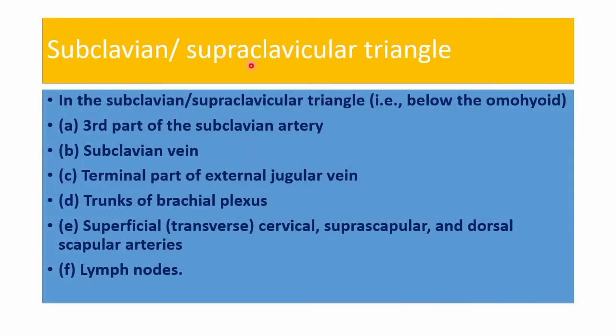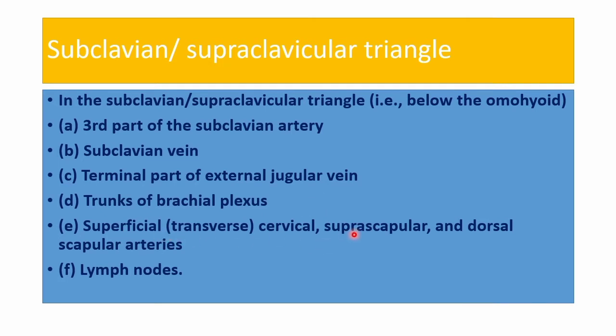Then moving to the subclavian triangle or supraclavicular triangle. It is also called supraclavicular because it is present exactly above the clavicle. I have already shown you the structures present in the subclavian triangle: the subclavian artery, the subclavian vein, the trunks of the brachial plexus, and in the superficial stratum the terminal part of the external jugular vein.